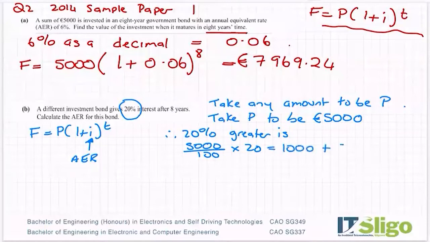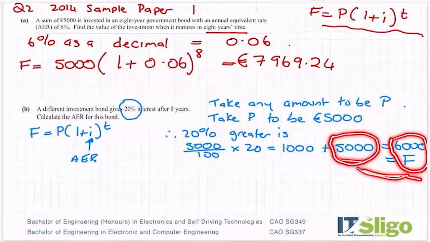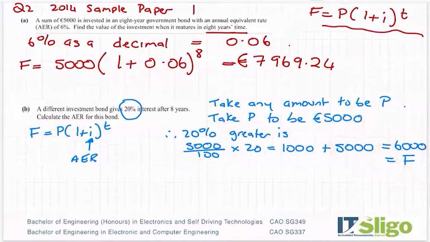Okay, I add that on to the 5,000 and I get 6,000 left, and that's equal to my F. So if you think about those two values, my principal amount, I'm starting off with 5,000, I'm finishing with 6,000. The relationship between the two of them is that my F is 20% bigger than my P. In other words, my investment bond has given me 20% interest after 8 years. What AER do I need to find to give me this?